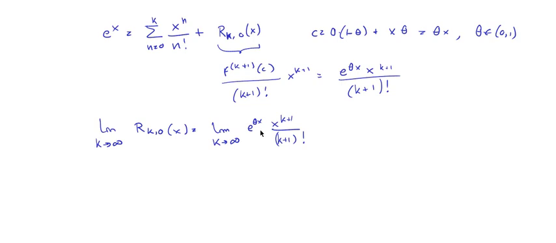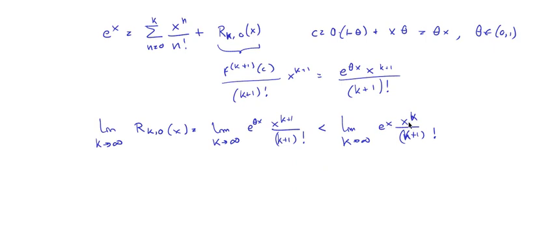And so e to the theta x, theta is going to be 1 at most, so this is smaller than the limit when k goes to infinity of e to the x, because between 0 and 1 the exponential is an increasing function, so the maximum value you can take is e to the x, right? Then we have x to the k divided by k plus 1 factorial, right? But as you can see, x is just a number, just a value.